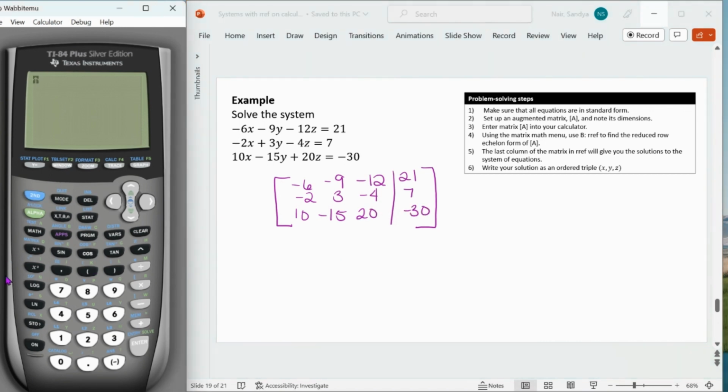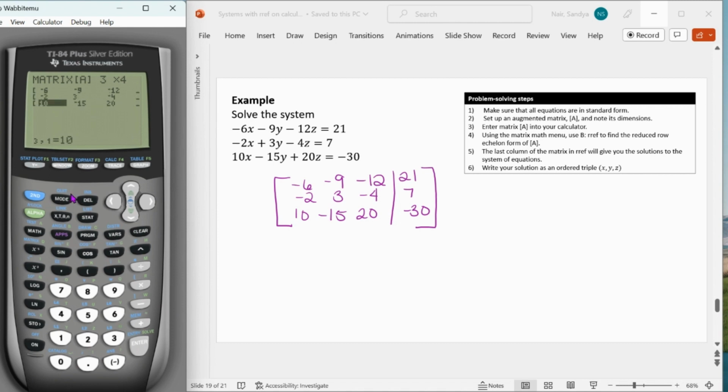Okay, so once again, I'm going to go back to second matrix and then go to edit. It's 3 by 4, and then I'm going to enter my new values. So -6, -9, -12, and 21. And then we have -2, 3, -4, and 7. And then we have 10, -15, 20, and -30. And just scroll back and double check that everything has been entered correctly.